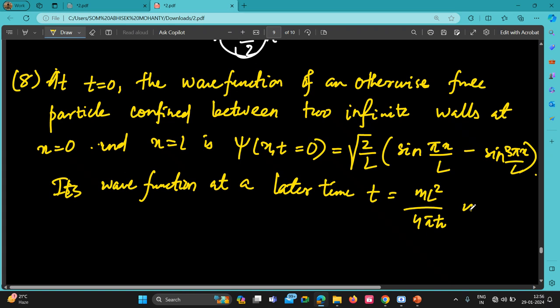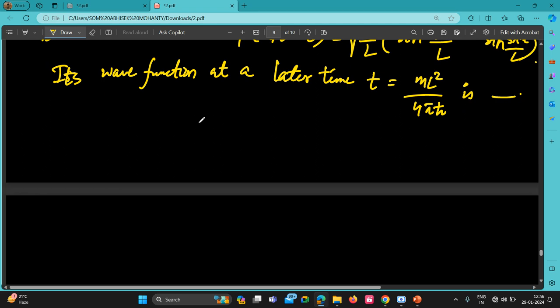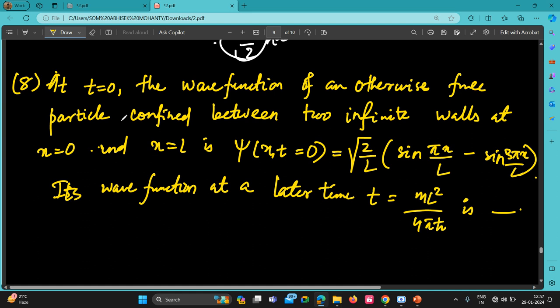okay, this is the question. The options are, okay, no, let me not give the options, let you do it, because the options are very big, so it's better to solve it without seeing the options. At t is equal to 0, the wave function of an otherwise free particle confined between two infinite walls at x is equal to 0 and x is equal to L is psi(x, t) is equal to root over 2 by L sine pi x by L minus sine 3 pi x by L. Its wave function at a later time t.